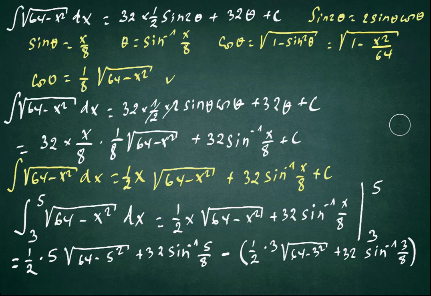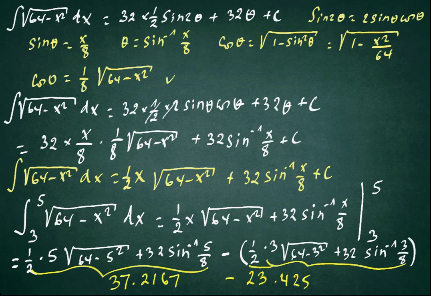So now if we calculate these two amounts here, we get 37.2167 minus 23.425. Okay, the first expression we can use calculator and calculate this. Make sure that your arc is in radian and not degrees. Okay, so that should yield now 13.7917, and this is what they asked us to prove.